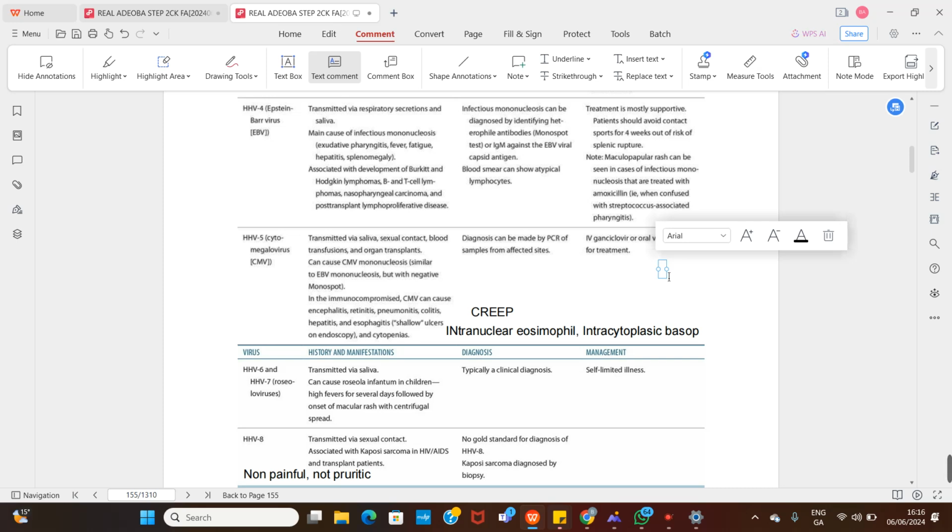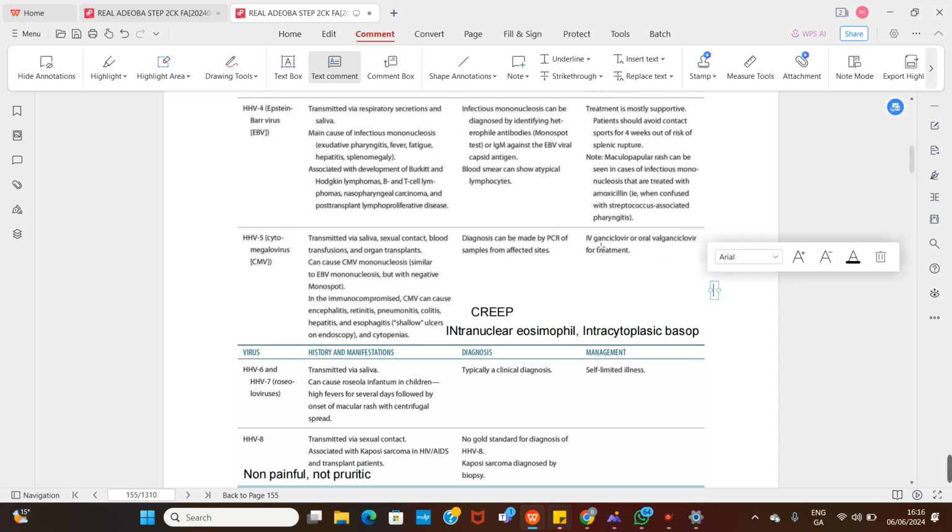And your P is for the pneumonia. So how do you make your diagnosis? You can do your biopsy, or you can do your PCR analysis, or whatever sample you are looking at. So don't forget the owl's eye appearance. That is these inclusion bodies, the intranuclear eosinophilic and the intracytoplasmic basophilic inclusion bodies, which gives the owl's eye appearance, right?